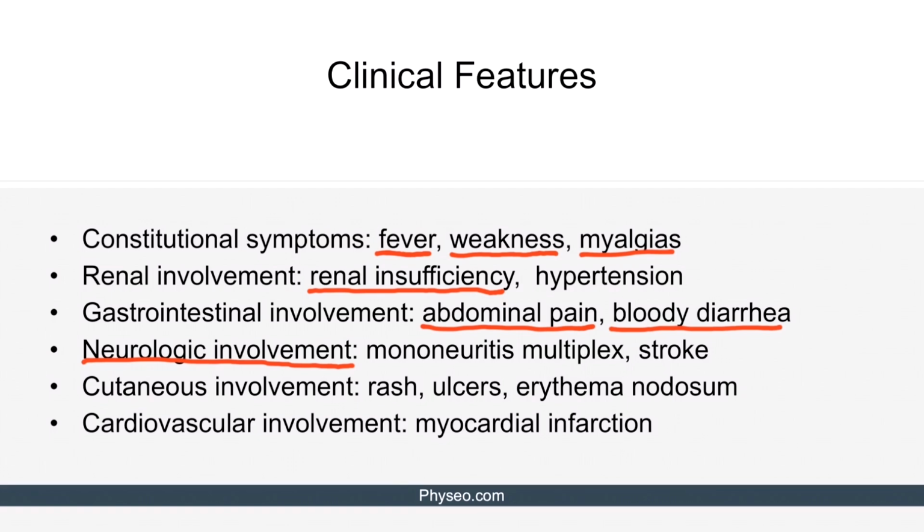Now, cutaneous involvement is characterized by rash, ulcers, and erythema nodosum. And erythema nodosum is inflammation of subcutaneous fat, so it presents as this reddish, tender nodule, mostly on the shins of legs. Finally, this disease can also have cardiovascular involvement. In fact, the most feared complication is a myocardial infarction.